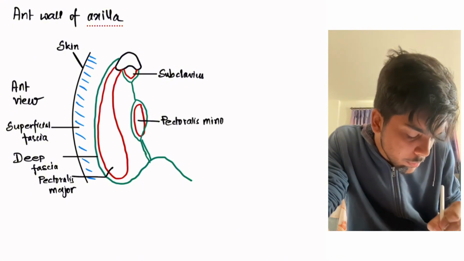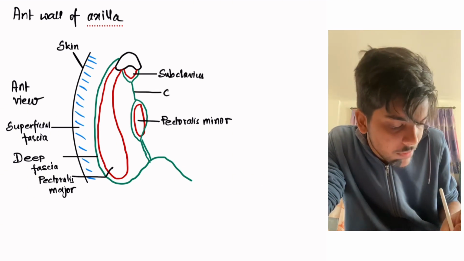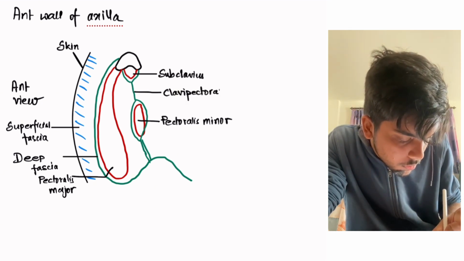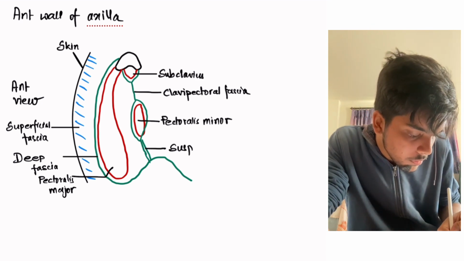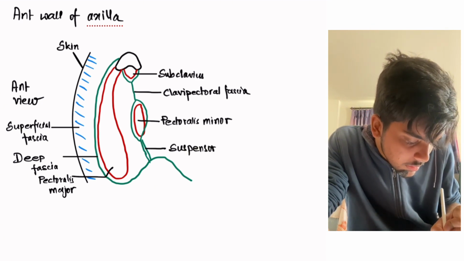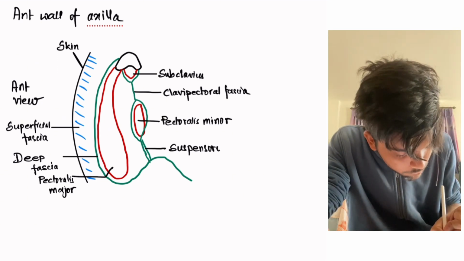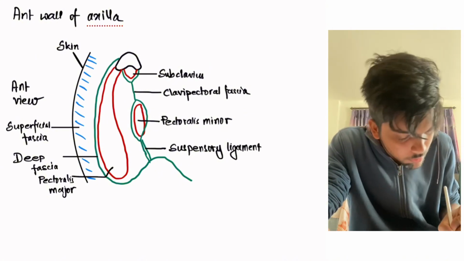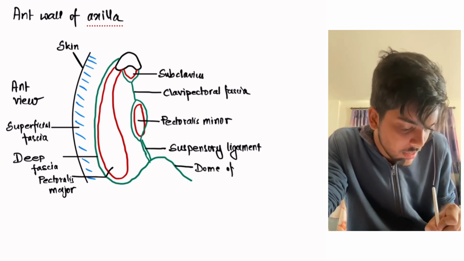Covering both subclavius muscle and pectoralis minor muscle from both sides is the clavipectoral fascia, which extends to form the suspensory ligament. And the suspensory ligament extends and connects with the dome of axillary fascia.